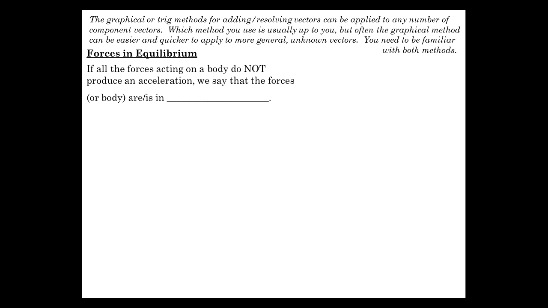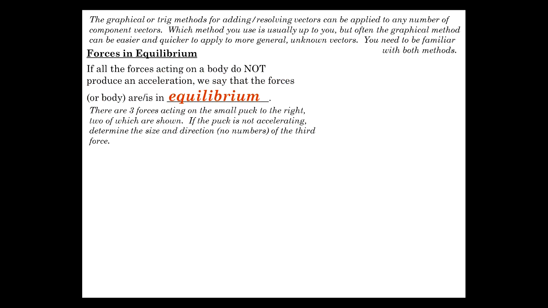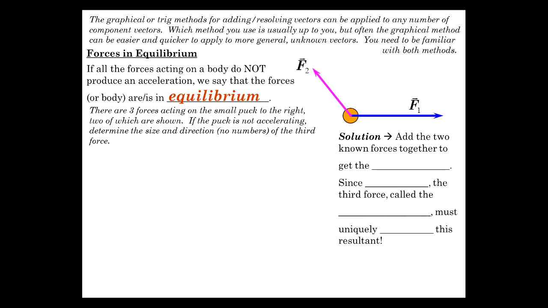Now, we want to finish this by discussing briefly forces in equilibrium. It simply means that all the forces acting on the body don't produce an acceleration. So then it's in equilibrium. Well, let's use an example of this puck, and there are 3 forces acting on it. 2 are specifically shown here, F1 and F2, and F3 is not shown. So the solution to find the third force is knowing that all the forces add up to 0.